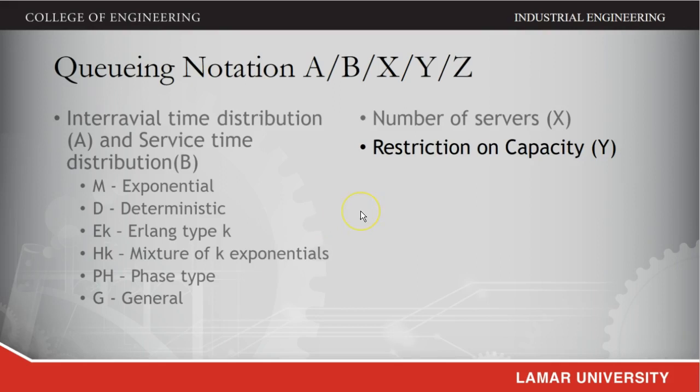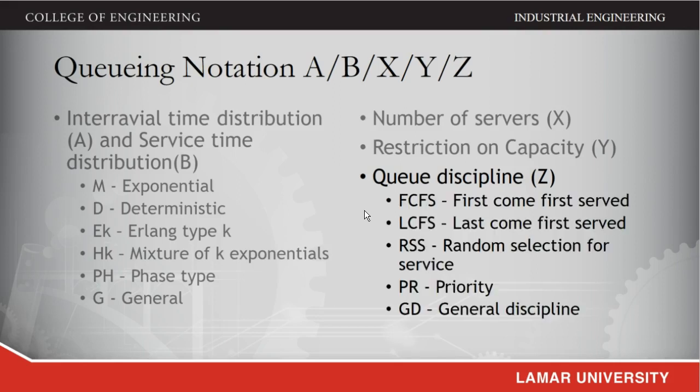We have letter C to denote the discipline. By default, we consider first come, first served, but there are other disciplines that we could be using, like for instance, last come, first served, random selection for service, maybe some priority or other general discipline.